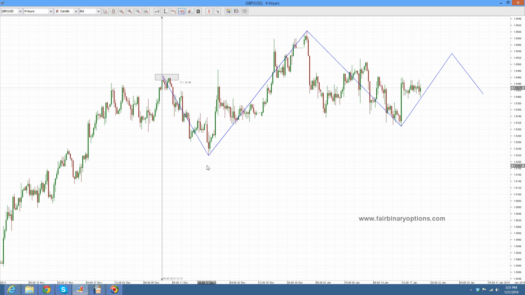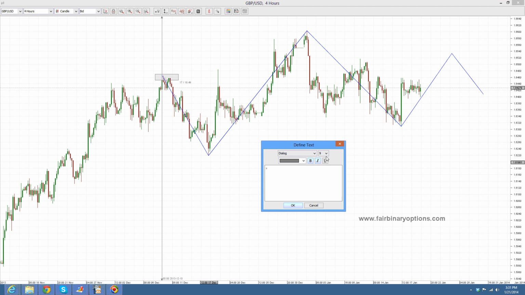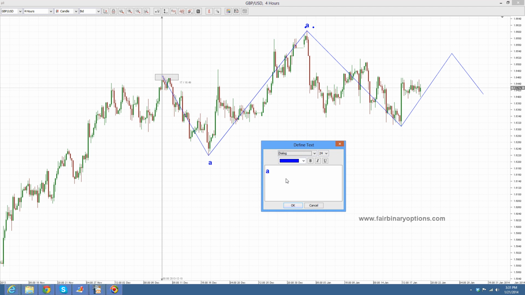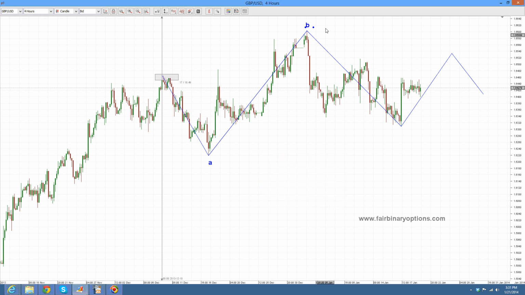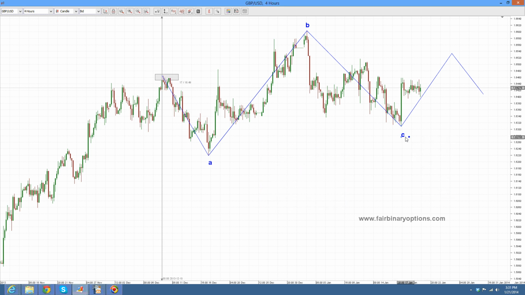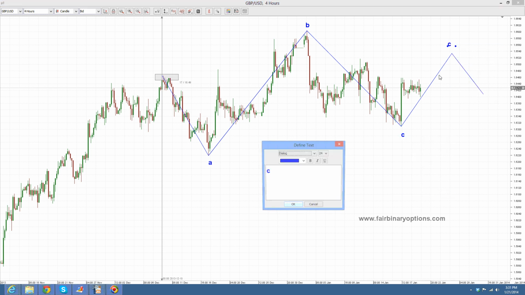This should be labeled as wave A. This one should be the B wave. The C wave. A, B, C, D, and then of course we're looking for the E wave to come.